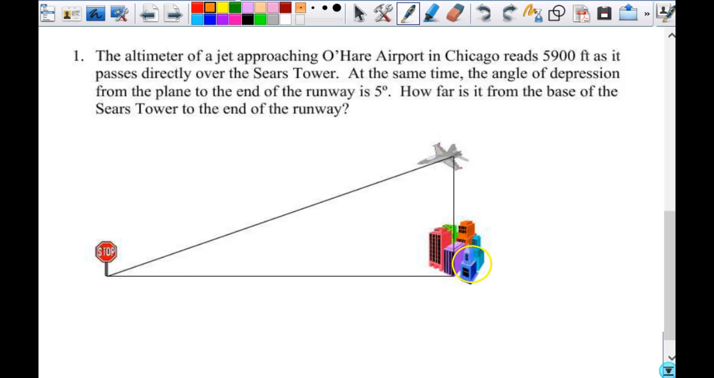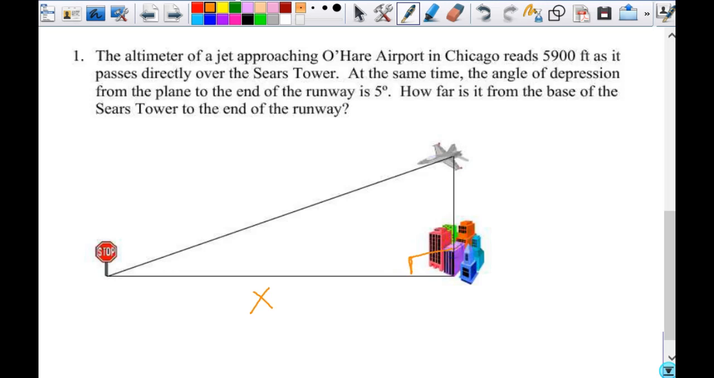Okay, so here's the Sears Tower, the end of the runway, here's my plane, right? So I'm looking for, it says, how far is it from the base of the Sears Tower to the end of the runway? So this clearly is what I'm looking for. I'm going to call that X. This is my right angle.